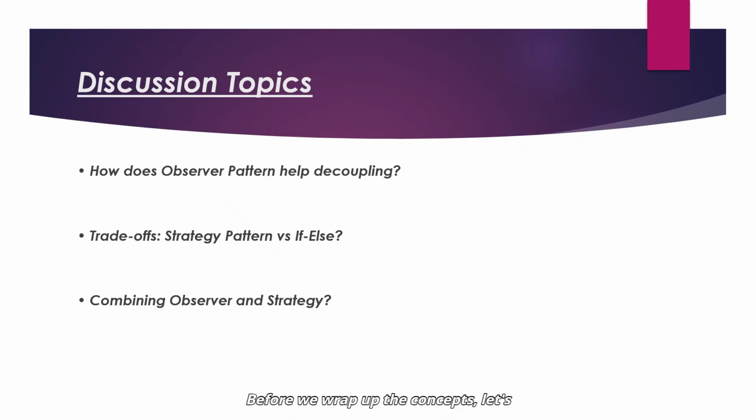Before we wrap up the concepts, let's engage in a thoughtful discussion. First, consider how exactly does the observer pattern help us achieve loose coupling. Then think about strategy pattern versus if-else statements. What trade-offs do you see? Finally, can you think of scenarios where combining the observer and strategy patterns could lead to even better system designs? Reflect on this, they will sharpen your system design intuition for interviews and real-world work.